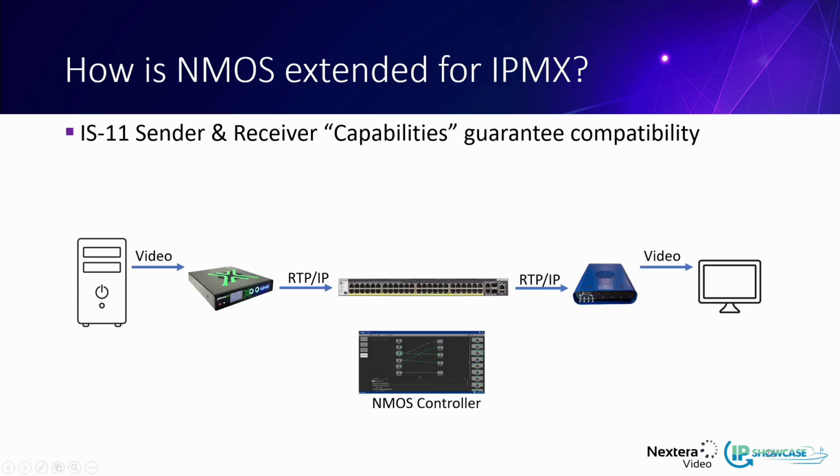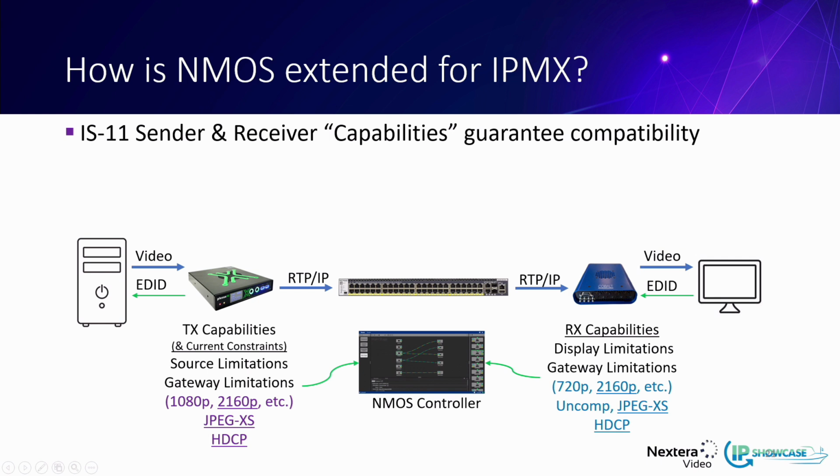So I have an example here, a more visual example of how this NMOS IS-11 works. This is a very simple IPMX Pro AV application here. You have a PC, maybe a gateway, so it's HDMI to IP, over the IP network to another gateway, and over to a monitor. So everything is connected through the NMOS controller, and we want to leverage this EDID. So what happens is the monitor tells the gateway, okay, here's the EDID, here's my capabilities, and that flows all the way through the network and back to the PC.